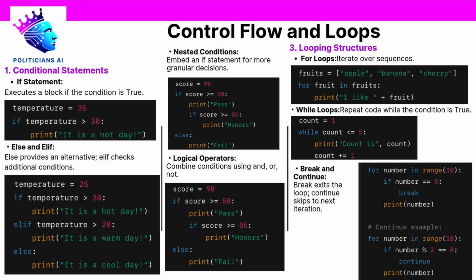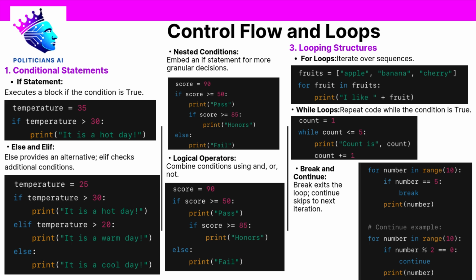Today, we are going to explore some of the essential concepts in Python that allow us to make decisions and repeat tasks in our code. This lesson will help you understand how to use conditional statements and loops to write programs that can react to different conditions and automate repetitive tasks. Let's begin with conditional statements.